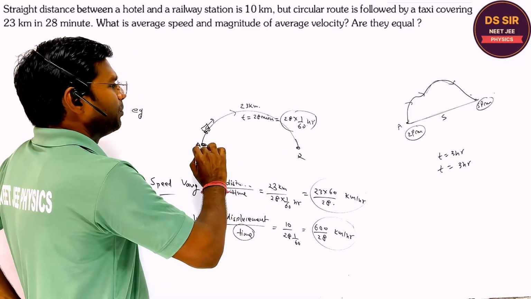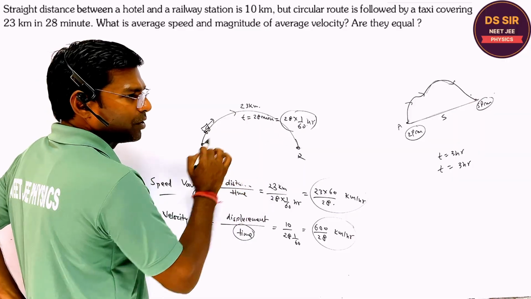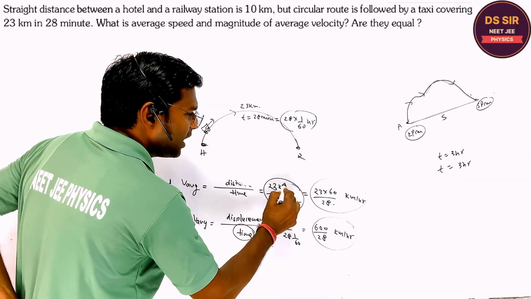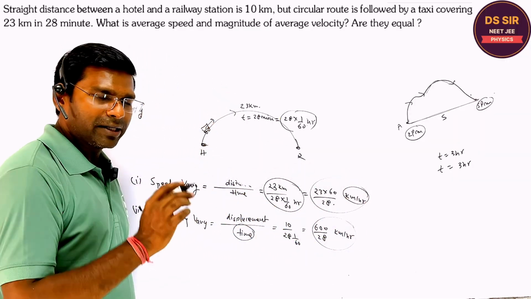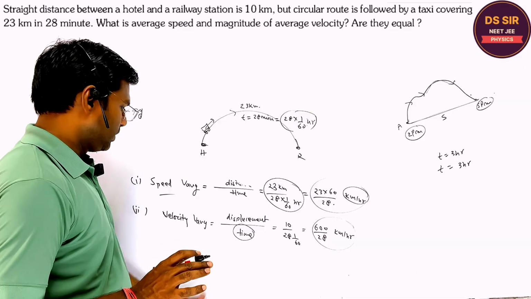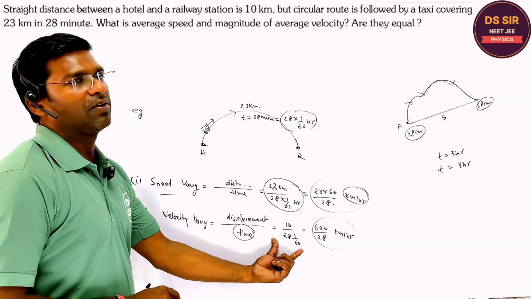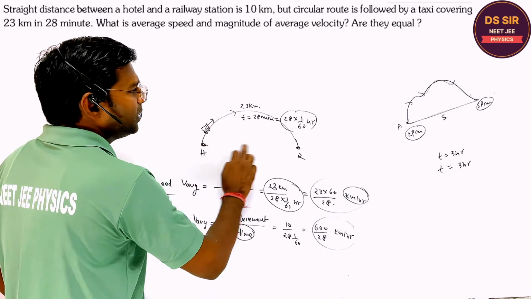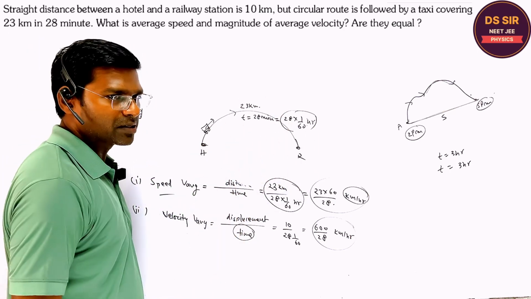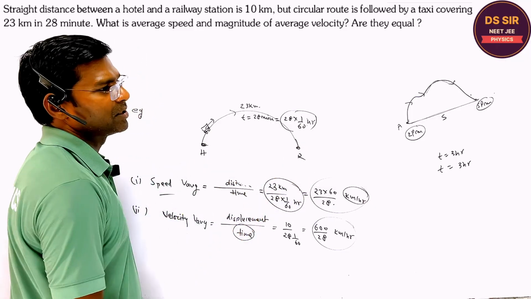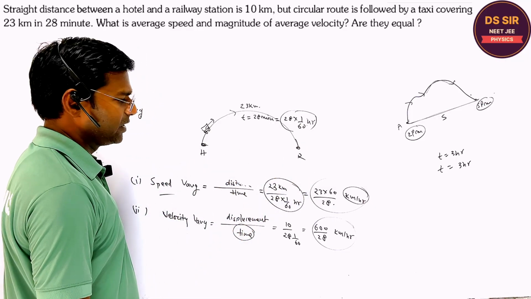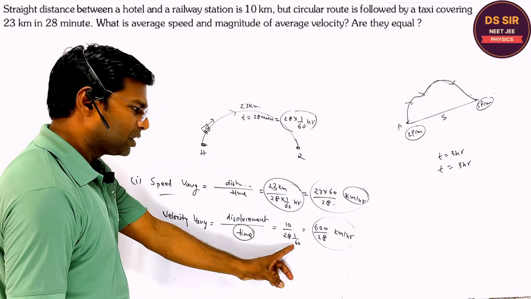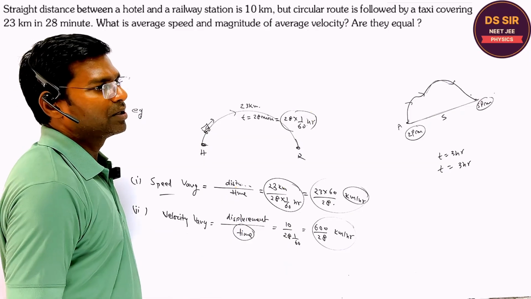Right? But the total time it takes to reach. So the average speed is the actual speed of the taxi. Understood? But this is the average velocity which is asked in the question: total displacement and how much time it takes to reach the final position or final destination. So the same time is to be taken. You understand or not?